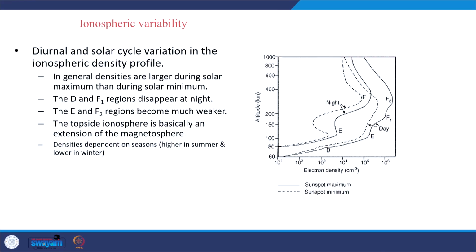With regard to the ionospheric variability, even the density, the total number of electrons per unit volume, won't remain constant within a year. It varies with respect to the seasons. How? The density is larger during the summer and lower during the winter.